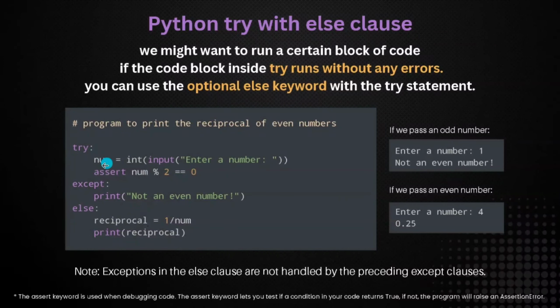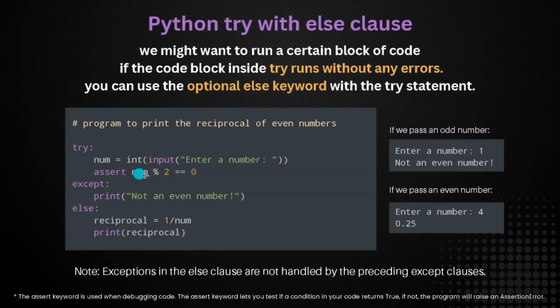So inside the try block, I have created a variable num which will take the input from a user and convert that string into an int. Now I will be checking whether the number is divisible by 2 or not. Using this assert keyword, basically it helps me test if a condition in my code returns true. And if it returns false, the program will raise an assertion error. Therefore, if it's an even number, it returns true and the else block is executed, where a reciprocal variable stores 1 divided by number and it gets printed.